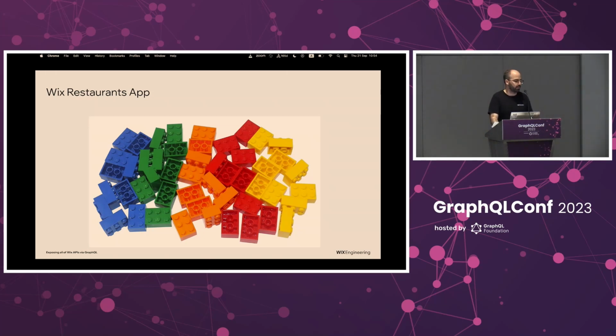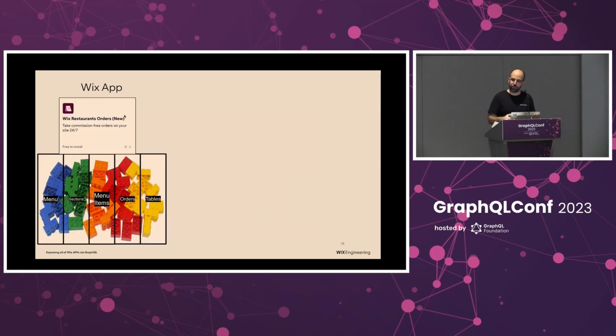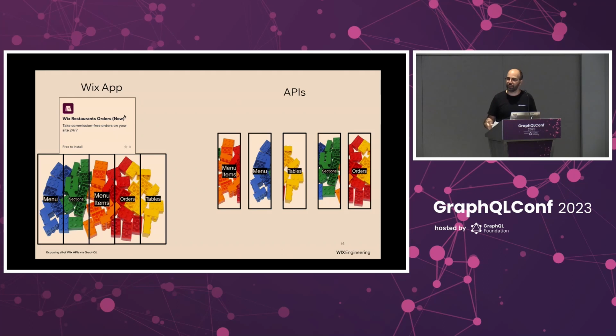So if we take Wix Restaurants as an example, when you imagine restaurants in your imagination, it basically consists of multiple parts, okay? You have the menu, you have menu sections, you have menu items, you have orders that are taken within your restaurants, you have tables that you need to manage, and each part is a standalone part that we can actually provide for developers. So aside from providing the Wix Restaurants app, we could actually provide APIs that were built to serve the Wix Restaurants app, but also provide developers with these APIs so they can integrate with other platforms and build things that we in Wix can't really reach and solve.